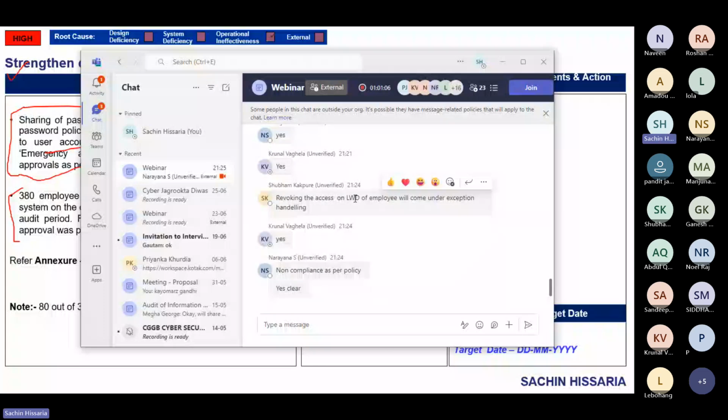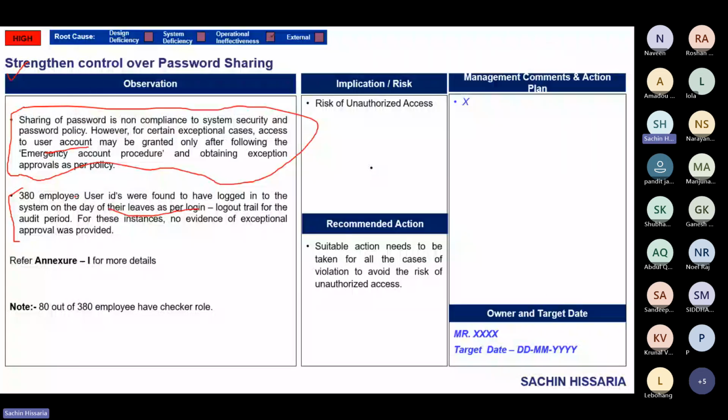Okay. So see, guys, what we have written: 380 user IDs were found to have logged into the system on the day of their leaves as per the login logout trail for the audit period. So what we have told them is that we have noted 380 scenarios where employees have logged in on their absent date, and for these instances there was no exception approval provided. And then we have referred to this annexure.